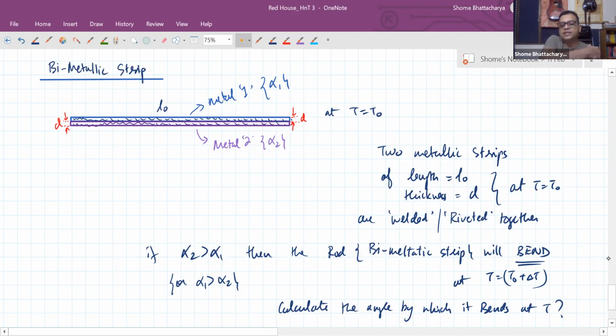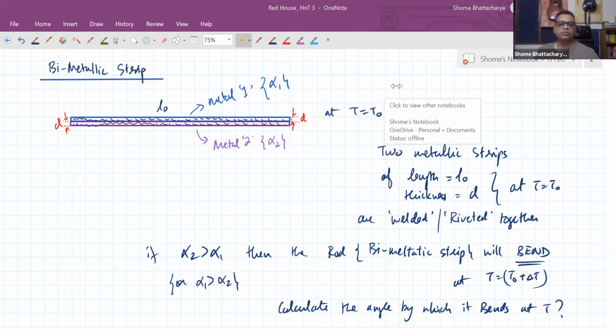Now you can visualize that if we take the situation where alpha 2 is greater than alpha 1, how will it tend to bend? Will it bend so that the first rod becomes the concave side and the second rod the convex side, or vice versa? If alpha 2 is greater than alpha 1, then when it bends, which of the two metal strips will be the concave side, metal 1 or metal 2? Just think about this first.